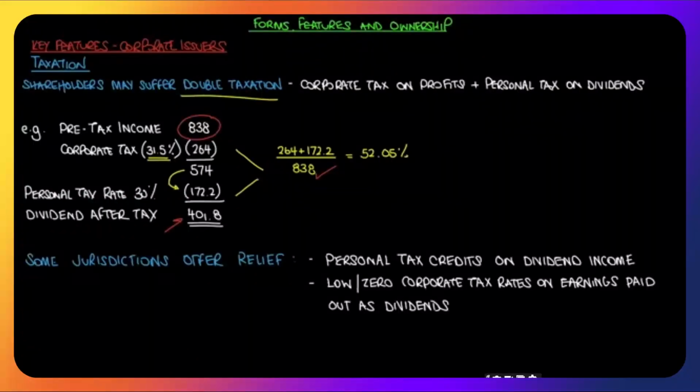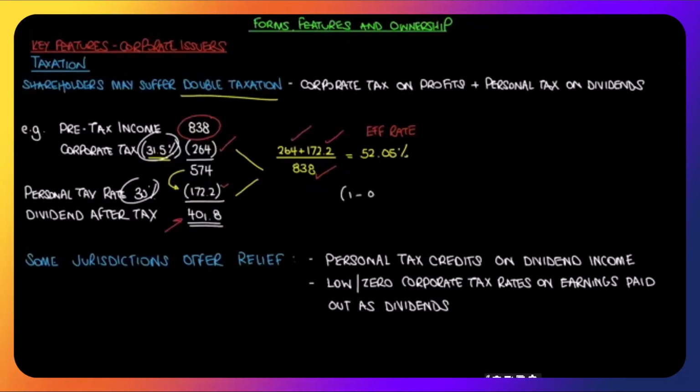You've paid tax of 264 at the corporate level and 172.2 at a personal level. Out of 838, that is an effective tax rate of 52.05%. That is pretty eye-watering. And there is no calculation LOS here, but it's just nice to see it. You can calculate that pretty quickly if you know the corporate rate and the personal rate.